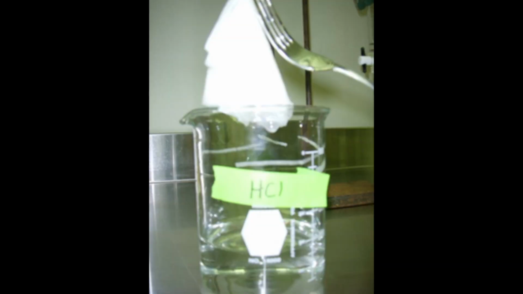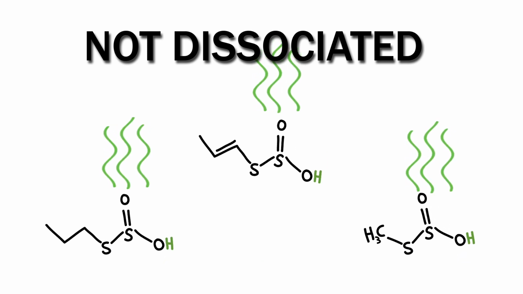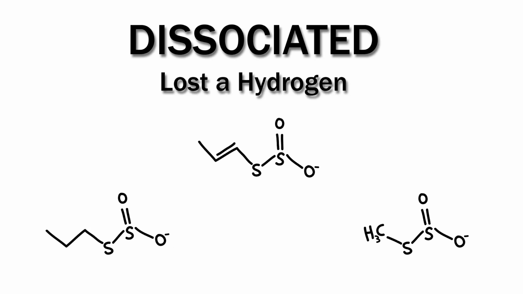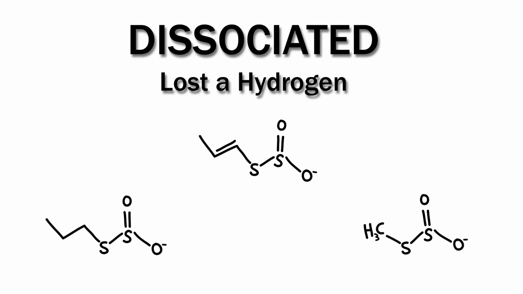When the paper towel in the water and hydrochloric acid solution is wafted, the onion smell is still prevalent. This is because the sulfurous compounds are not dissociated. However, when the towel is soaked in the sodium hydroxide, there is no oniony smell coming from the towel. This is because the sulfurous compounds are dissociated, meaning the compounds lost a hydrogen.